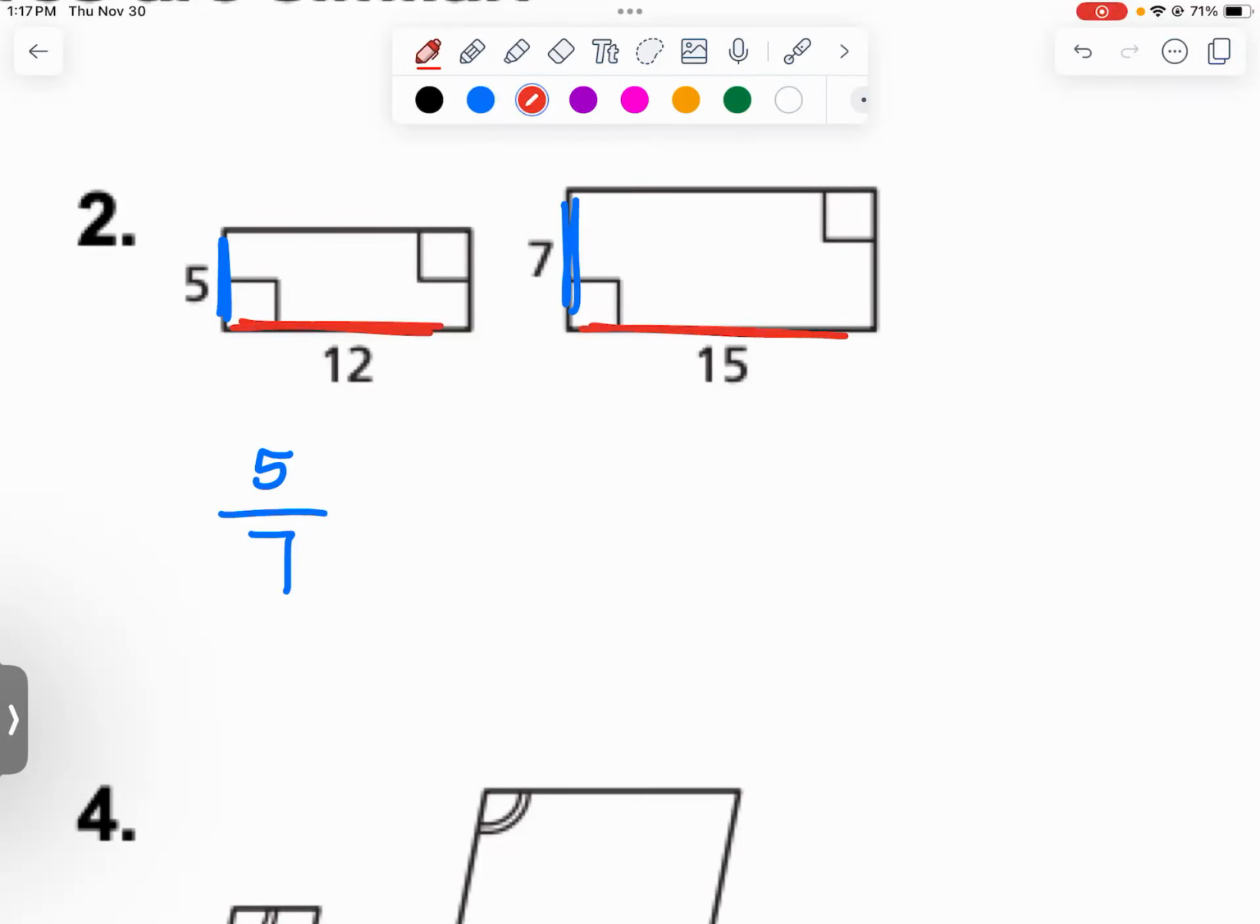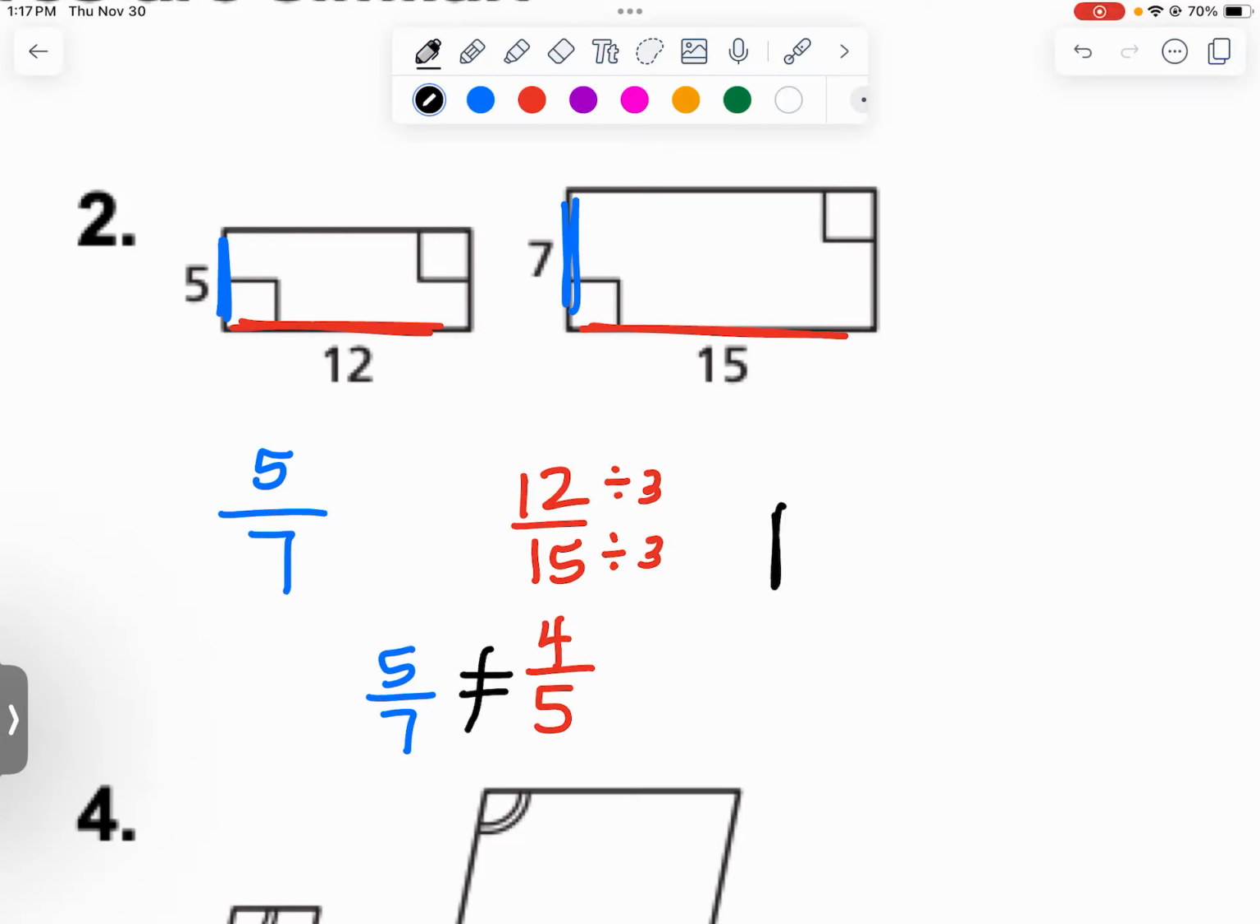Okay. So you're recognizing that maybe that's a problem. So 12/15, you're saying we can reduce by 3? Yeah. And it's now 4/5? Yeah. Okay, is 5/7 the same as 4/5? No. So that's why these are not similar, because our ratios are not the same. Do you see what I'm saying?